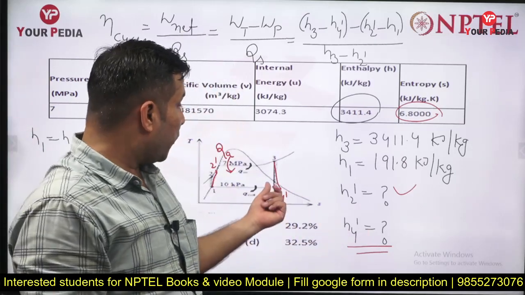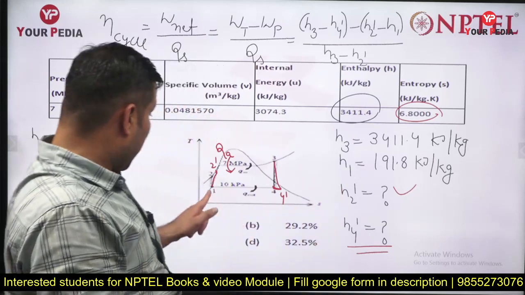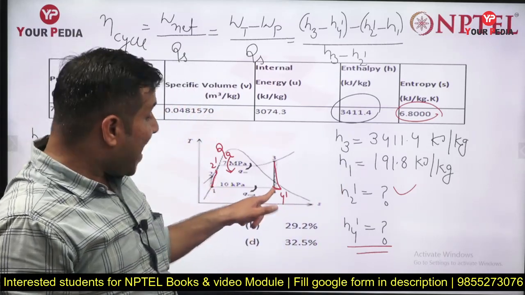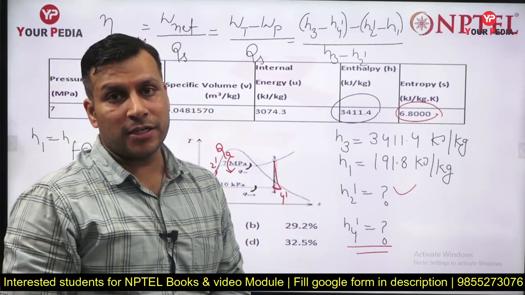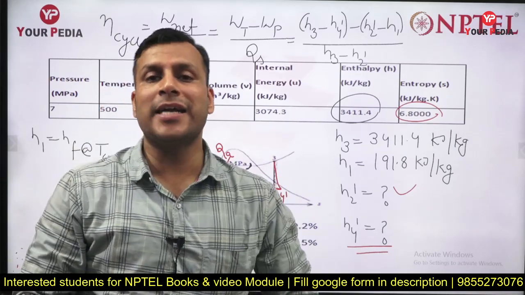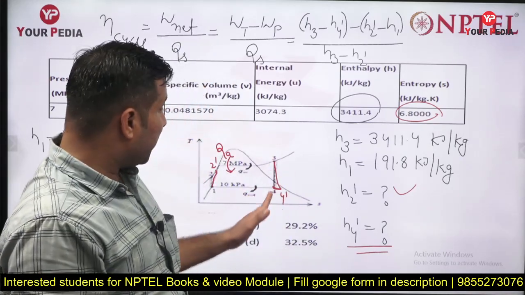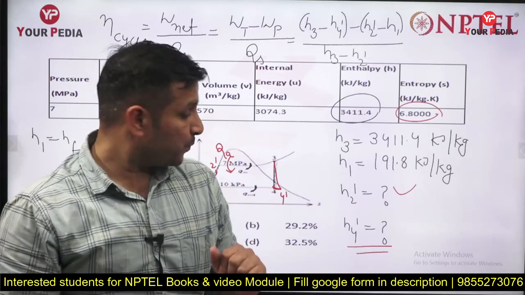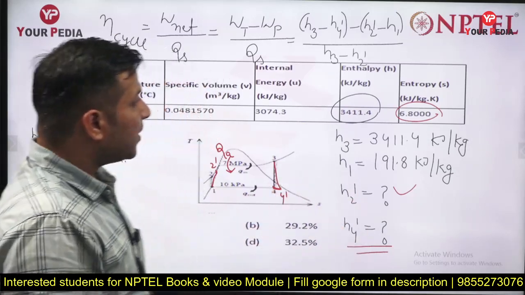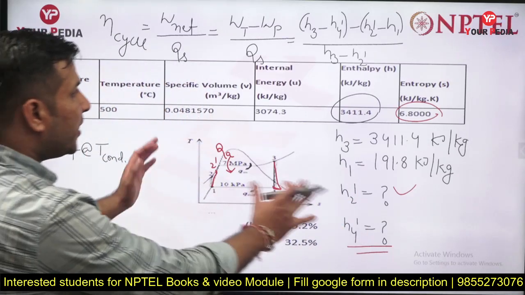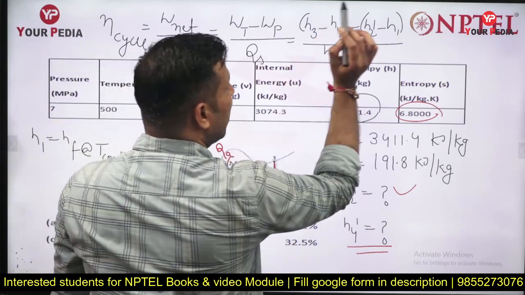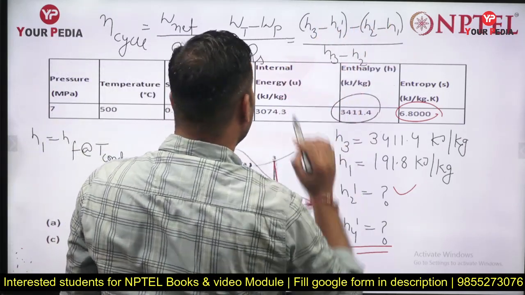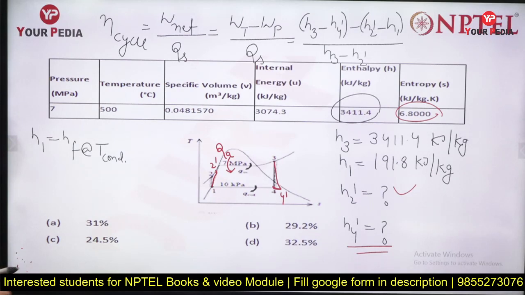Similarly, what is H4? H4 you are going to get from HF, that is, H4 equals HF plus X times (Hg minus HF) at the condenser condition, but for that you need to evaluate the X value, the dryness fraction, and that you will get by equating S3 with S4. I hope all these enthalpies are very much clear to you now, and if you know all these enthalpies, H3, H4 dash, H2 dash, H1, easily you will get the cycle efficiency.